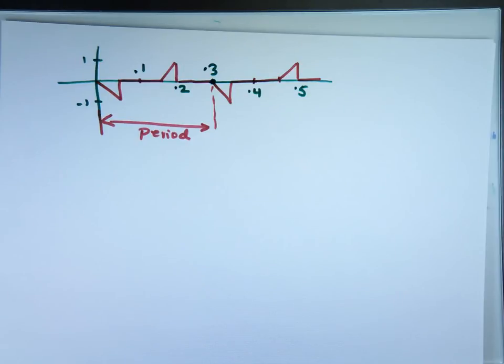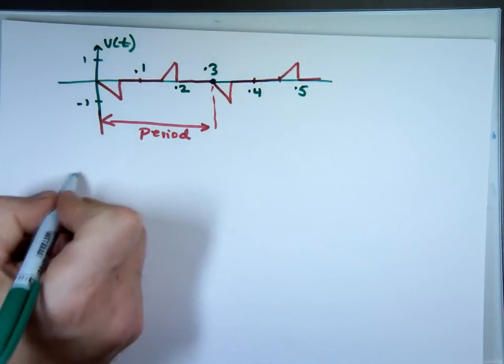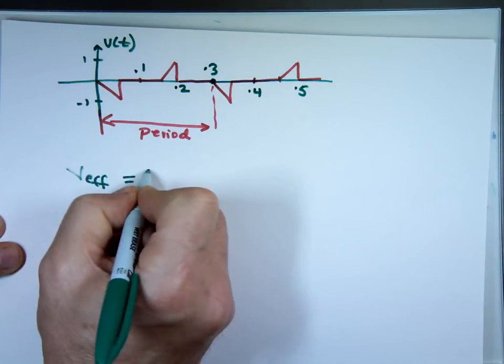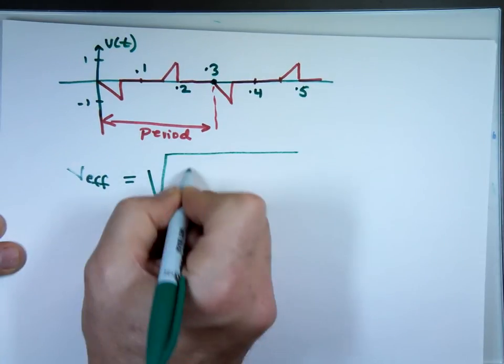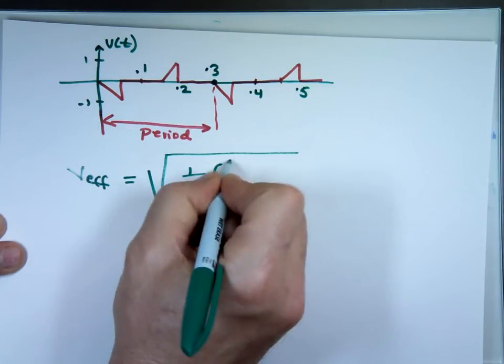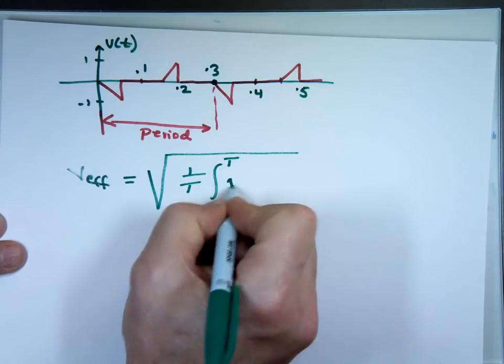So to find the RMS, let's say this is current, I don't know, or voltage. Let's say this is voltage. What is V effective? The definition says it is the square root of 1 over T, the integral from 0 to T of V sub t squared dt.